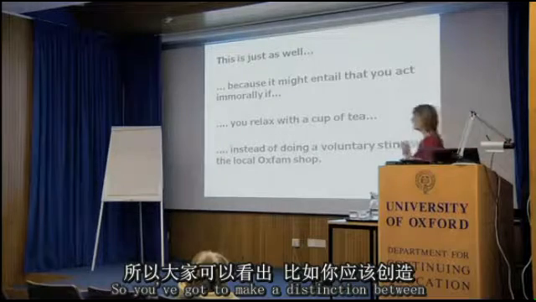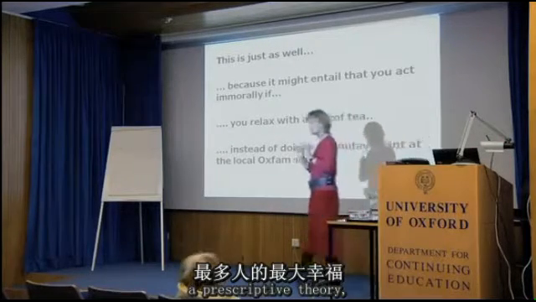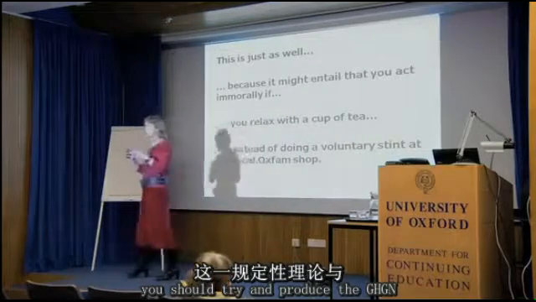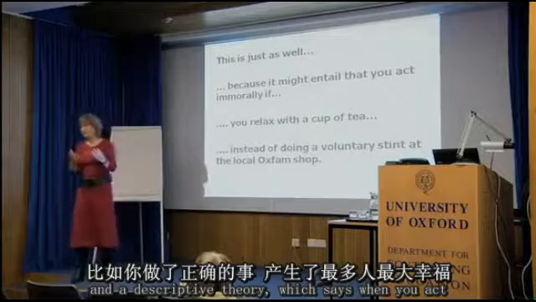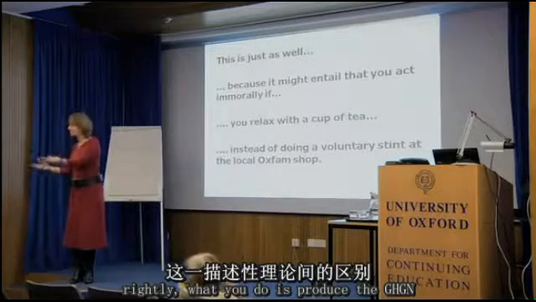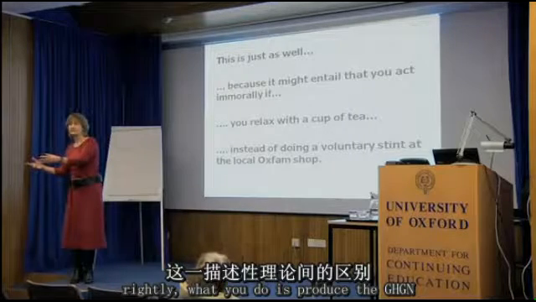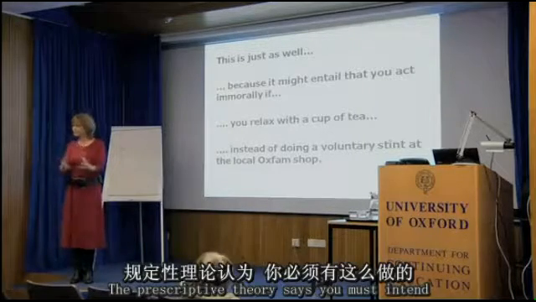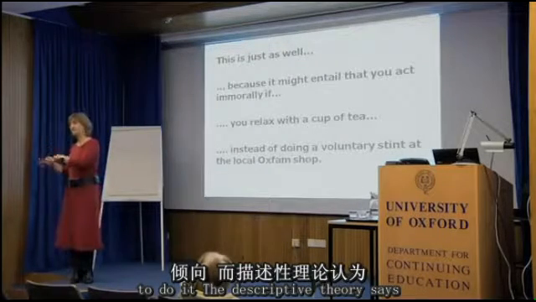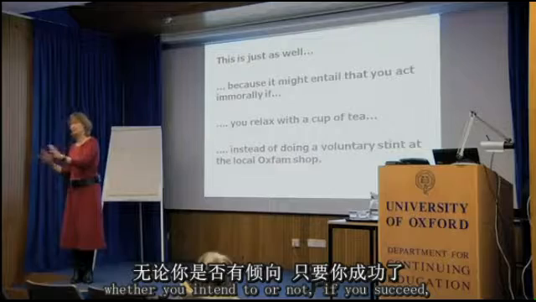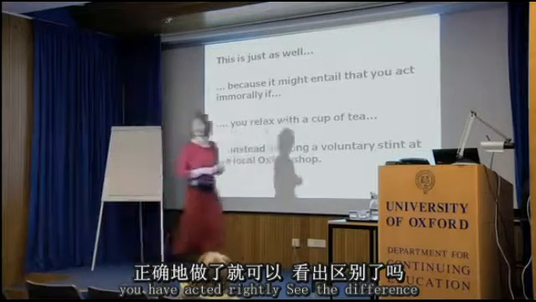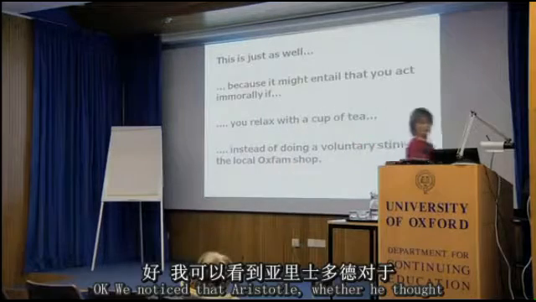So you've got to make a distinction between a prescriptive theory, you should try and produce the greatest happiness of the greatest number, and a descriptive theory, which says when you act rightly, what you do is produce the greatest happiness of the greatest number. Do you see the difference? The prescriptive theory says you must intend to do it. The descriptive theory says whether you intend to or not, if you succeed, you have acted rightly. See the difference? Okay.